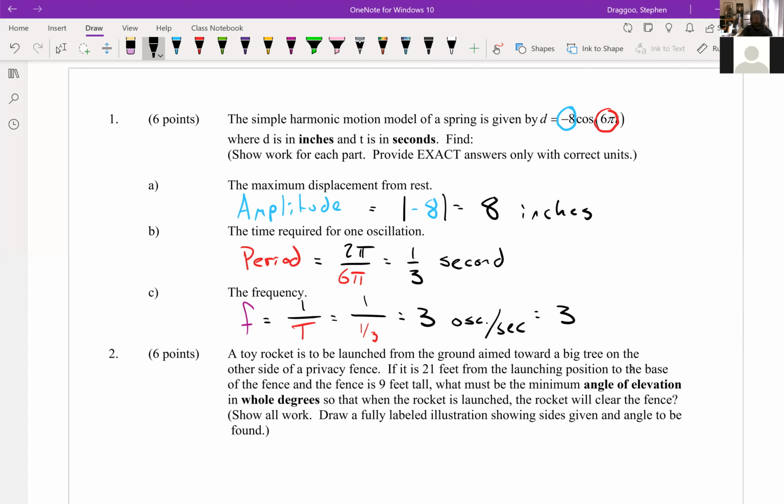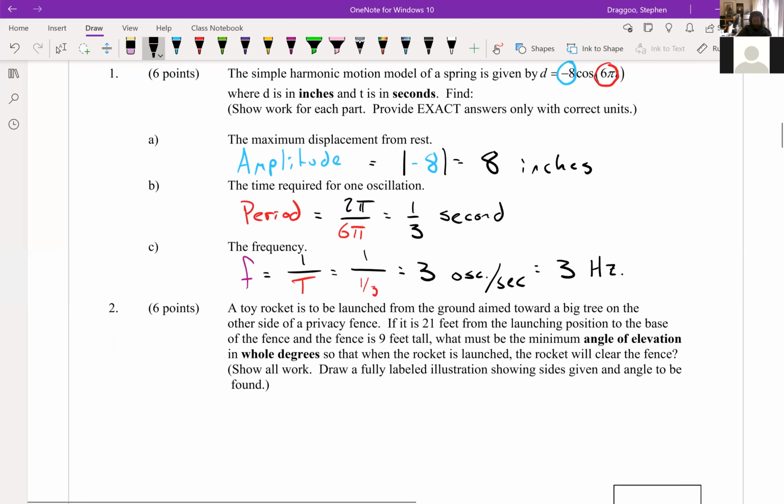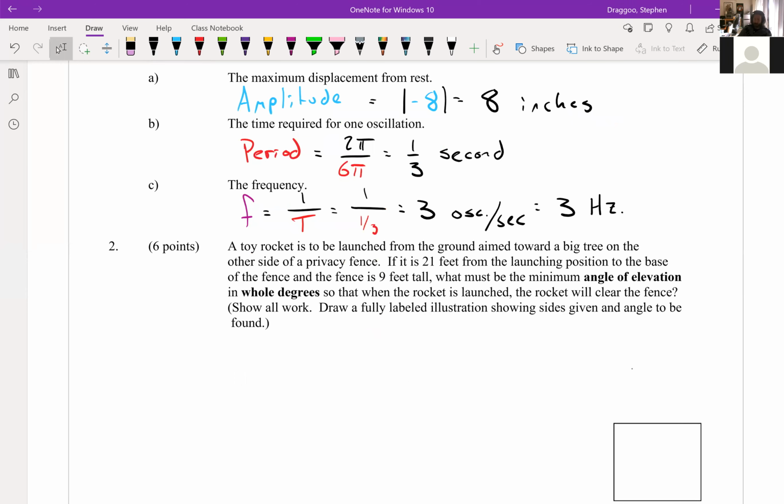And specifically for the unit that is oscillations per second, or inverse seconds, seconds to the negative 1, this has a special name: that'll be 3 hertz. But again, that only shows up for oscillations per second. If we have other things like oscillations per minute, we're just going to leave that as oscillations per minute, or sometimes RPM, revolutions per minute. If you're looking at a car's tachometer, that's what it's measuring. It's the frequency of your engine.